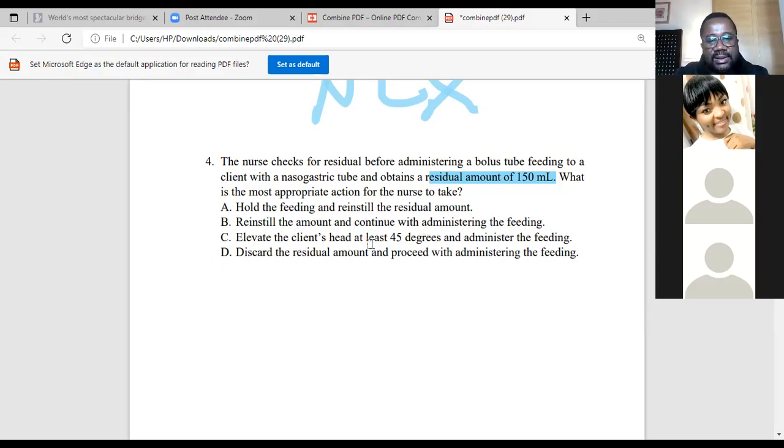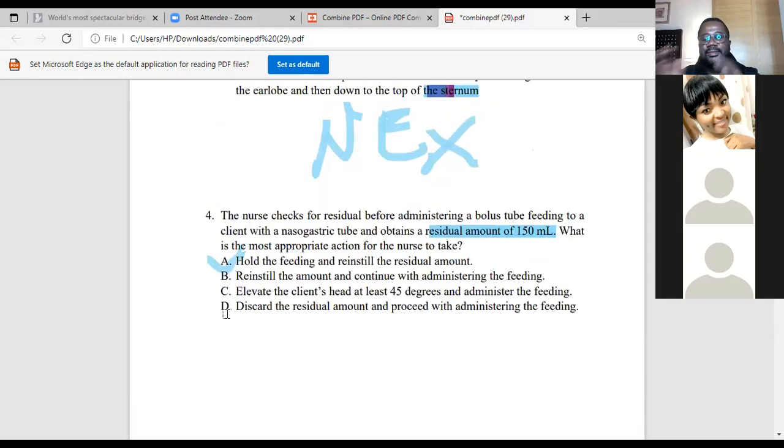Elevate the client's head at least 45 degrees and administer the medication, no. Discard the residual amount and proceed with the, you don't have to discard, please. That is the patient's food. You don't have to discard. Hold the feeding and reinstill the residual amount, A. Are we together? Yes.